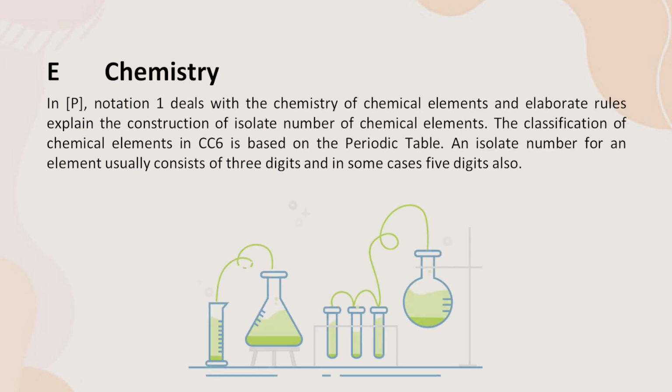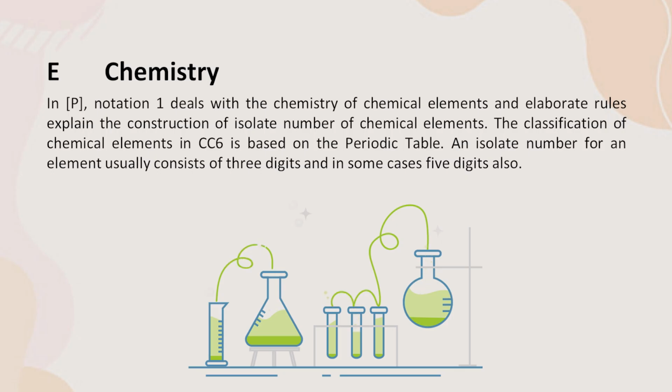In the personality facet, notation 1 deals with the chemistry of chemical elements, and elaborate rules explain the construction of isolate numbers of chemical elements.